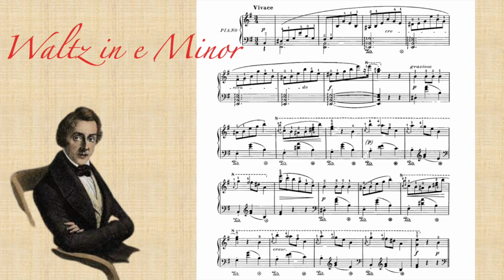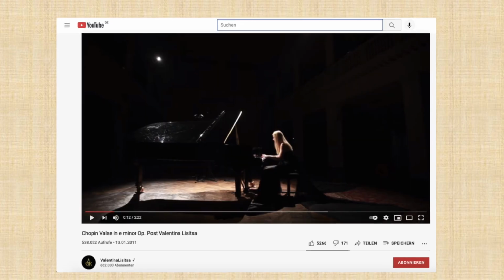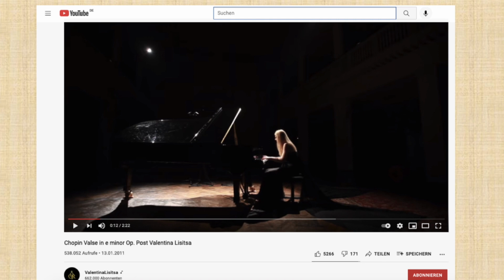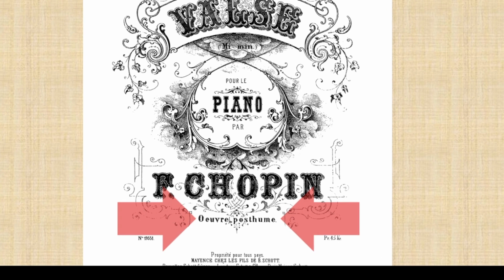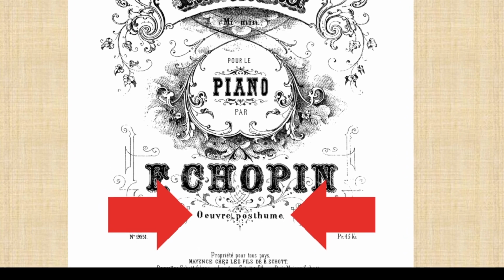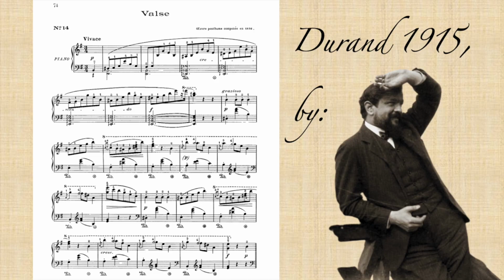The first example is the main theme of the celebrated waltz in E minor that Chopin wrote when he was around 20 years old. But as popular as this piece may be in today's repertoire, Chopin for some reason withheld it from publication throughout his lifetime. I'm gonna play the first page from a posthumous edition that's been published in 1915 under the supervision of none other than Claude Debussy.